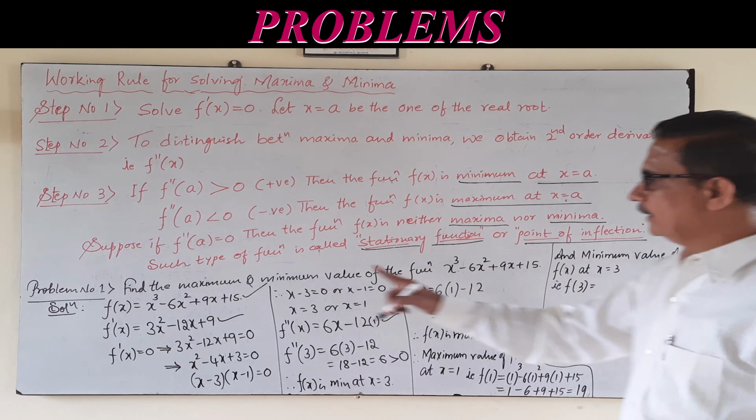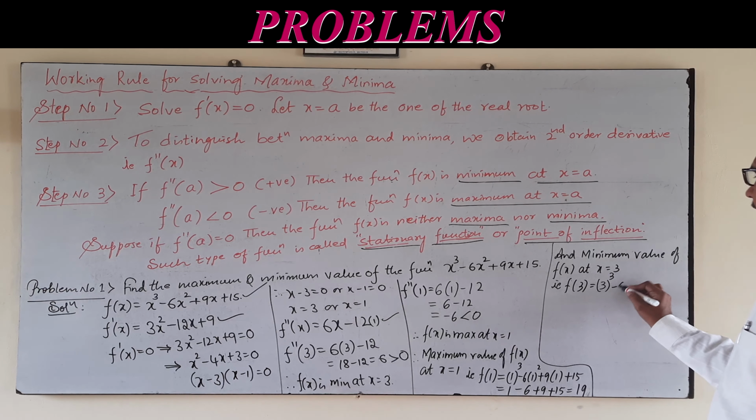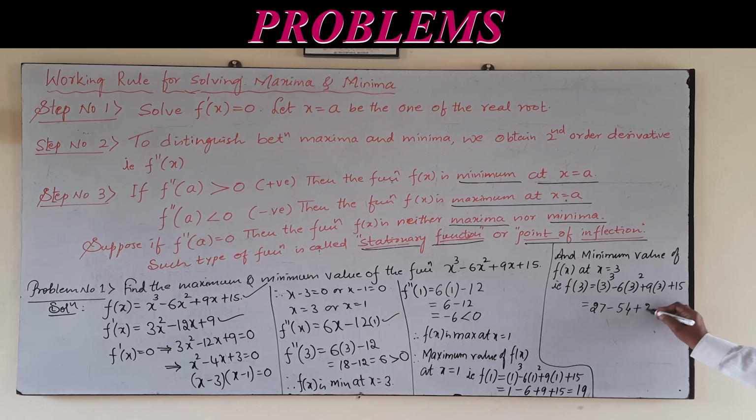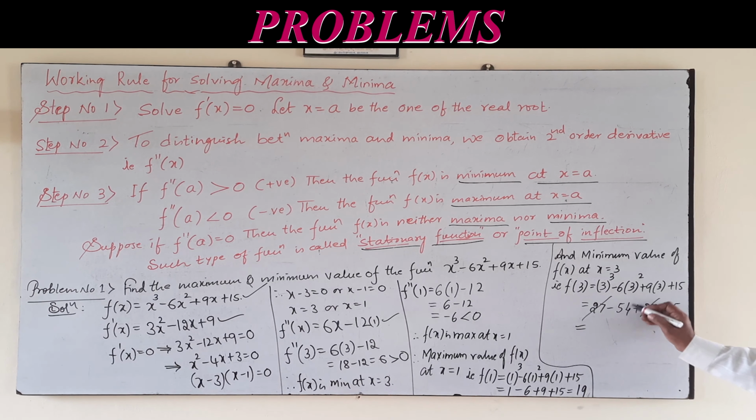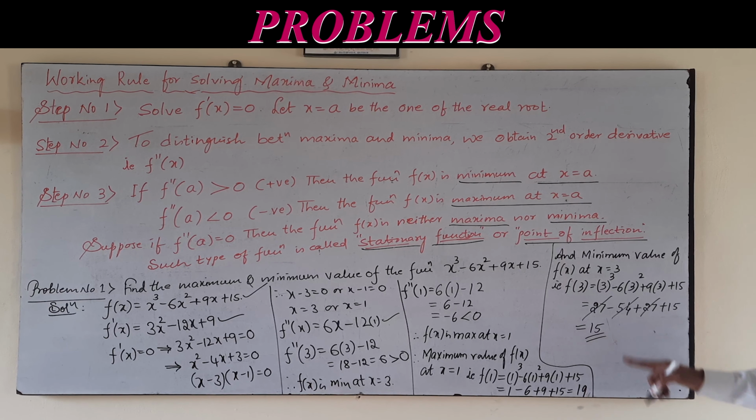Put x equal to 3 in given function x cube, x value 3 power 3 minus 6 x square, 3 square plus 9 x value 3 plus 15. 3 cube ಎಷ್ಟಾಗುತ್ತೆ? 27. 3 square 9, 6 nines are 54. 9 3s are 27 plus 15. 27 plus 27 is 54. 54 minus 54 cancel. ಎಷ್ಟು ಉಳಿತು? 15. 15 is the minimum value, 19 is the maximum value.